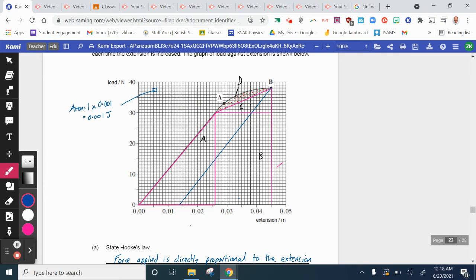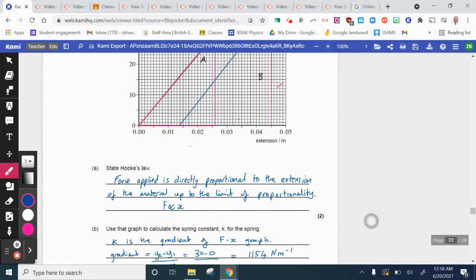There's no need to add in additional conversions because this is the correct unit, meters and newtons, for our calculation. If this was centimeters, all our x values needed to be divided by 100, and if that was kilonewtons, we had to times it by 1,000. However, that's not the case.